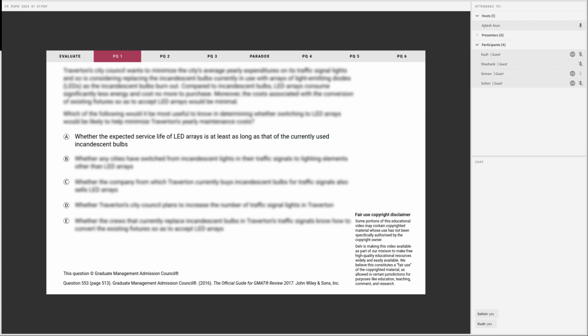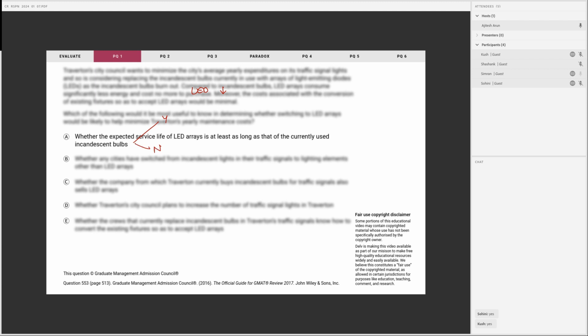The correct answer over here is option A, whether the expected service life of LED arrays is at least as long as that of currently used incandescent bulbs. So the bulbs that we're currently using, do the LED bulbs last at least as long as those bulbs that we're currently using? So, it's all very well that your LED bulbs are cheaper and they use significantly less energy. But if they don't last as long, right, if they need to be changed more frequently, then that could really hurt the plan. Now, let's see what happens when we go a yes on this and what happens when we go with a no on this.